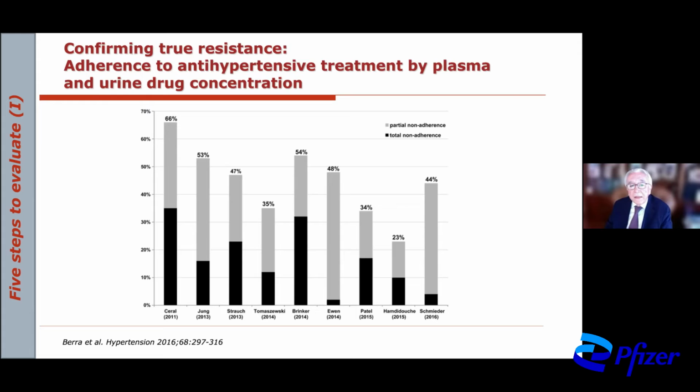But this was assessed by measuring drug concentration in plasma and in urine. And as you will see, in these 9 studies, the majority of them are partially non-adherent. This means that at least one of the drugs that the patients are theoretically taking is not in the blood or in the urine of the patient. And it is not a small percentage of total non-adherence to treatment. Then checking adherence to treatment is a very, very relevant issue.